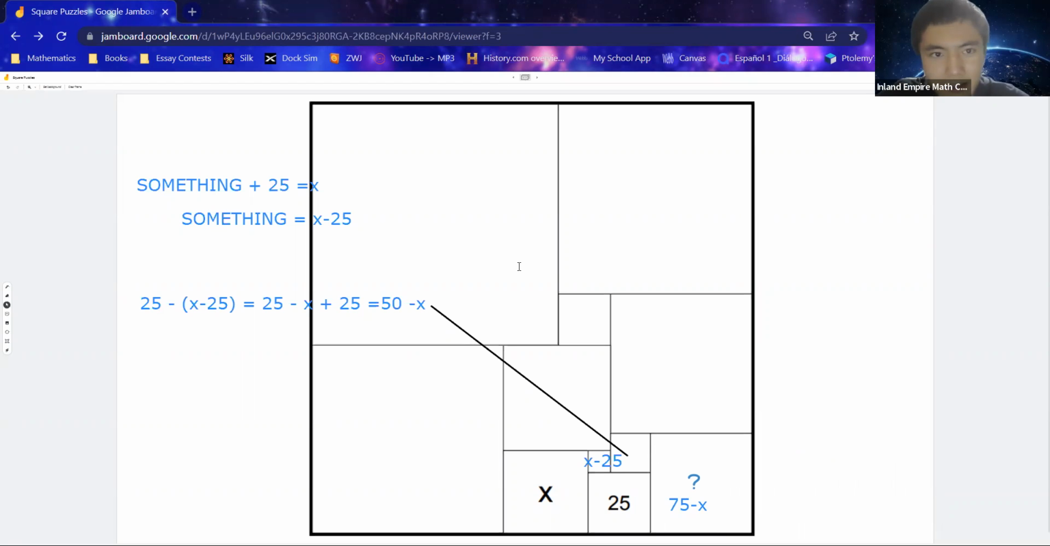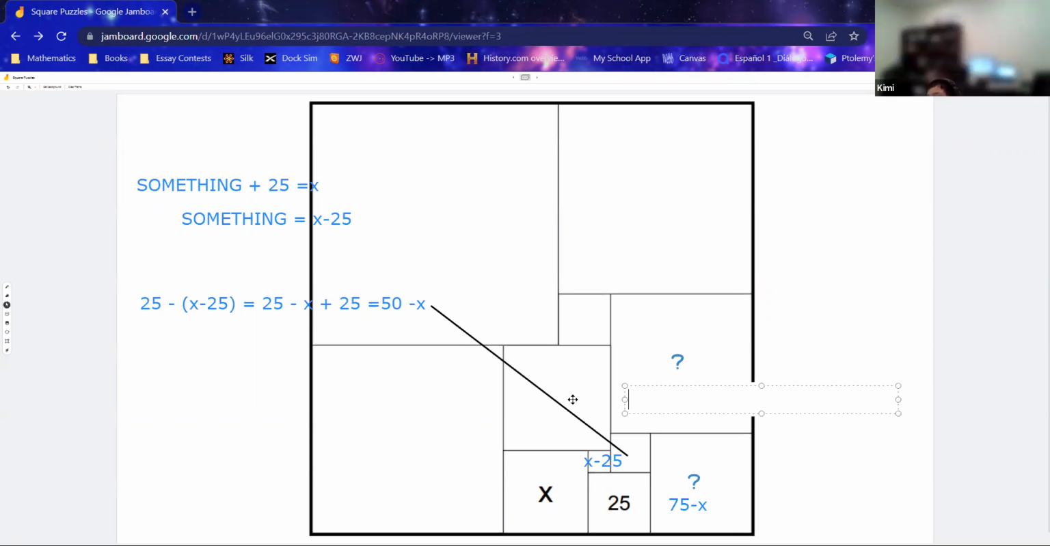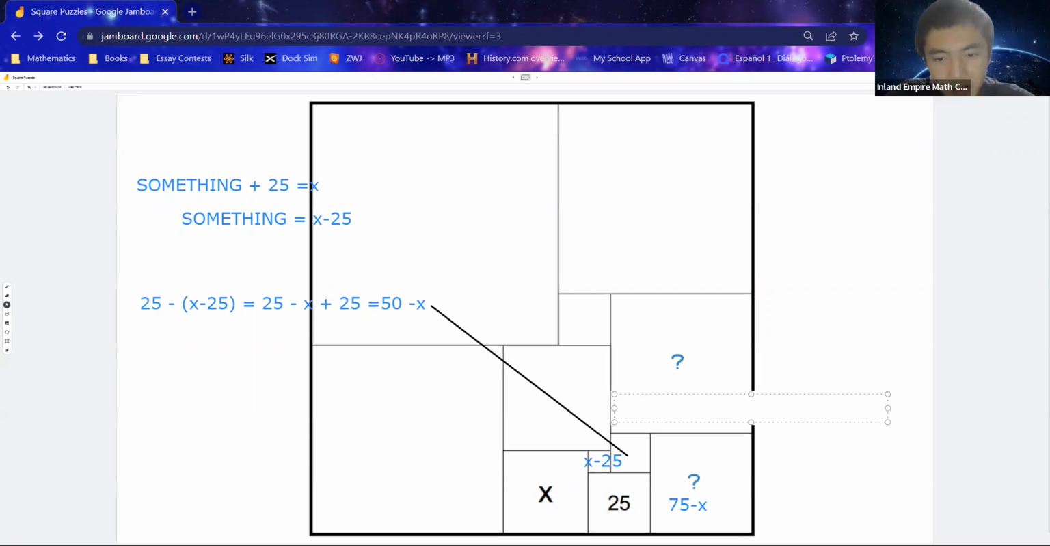So can we also figure out the value of this square? We could. It's 75 minus X plus 50 minus X. Would you like to do the calculation yourself, or should I do it for you? It's 125 minus X. You're very close, Kimmy. It's not quite minus X.